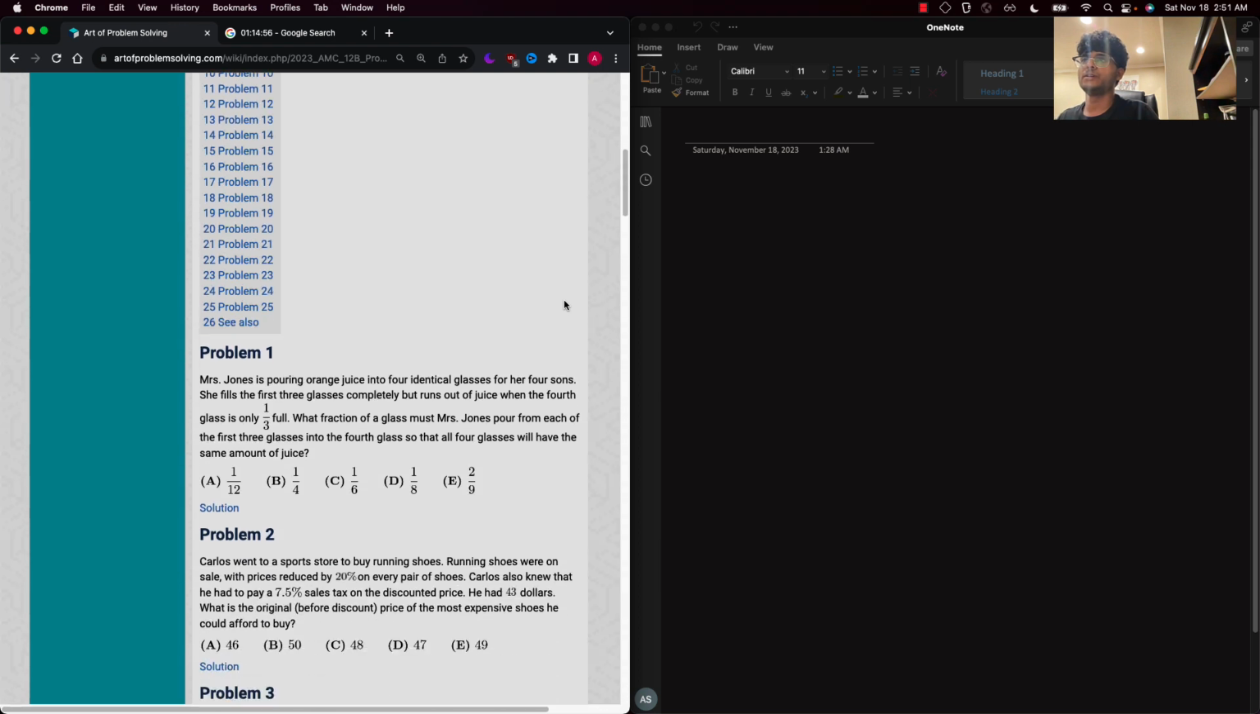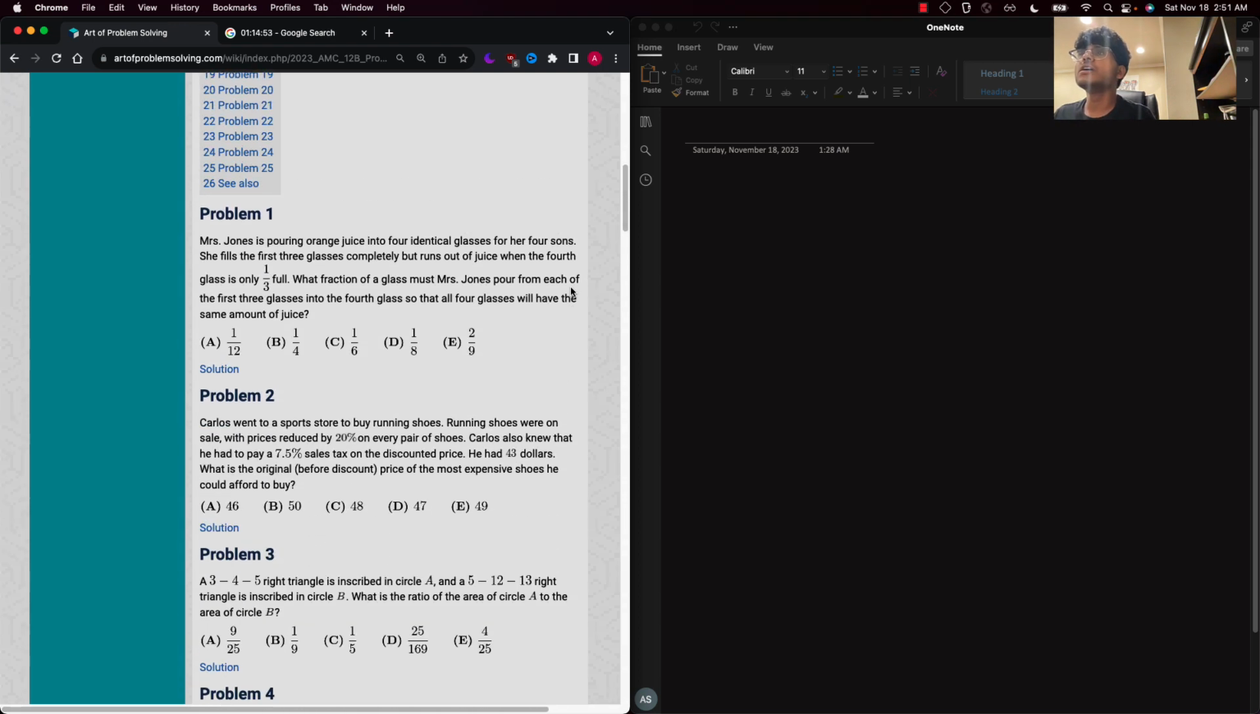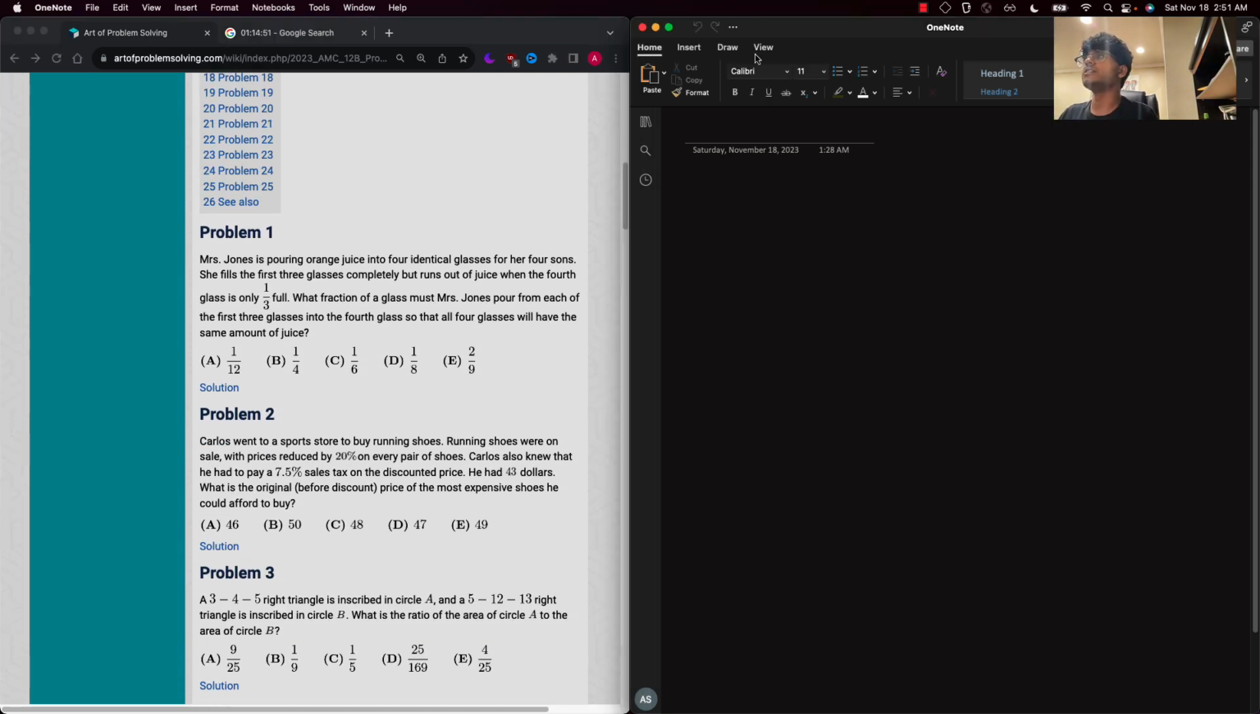B, problem 1. Okay, this is kind of a long problem. Ms. Jones is pouring orange juice into 4 identical glasses for her 4 sons. She fills the first 3 glasses completely, but runs out of juice when the 4th glass is only a third full. What fraction of a glass must Mrs. Jones pour from each of the first 3 glasses into the 4th glass?